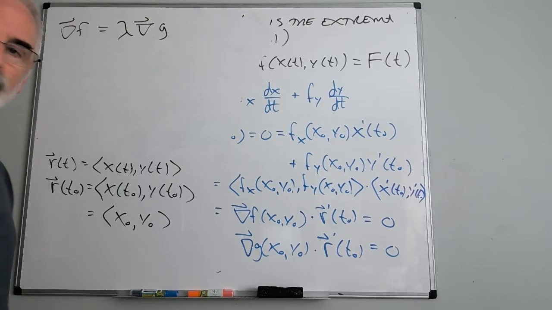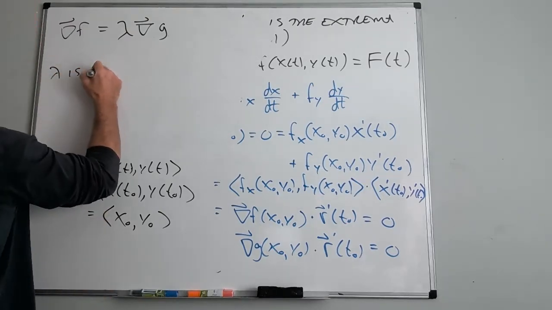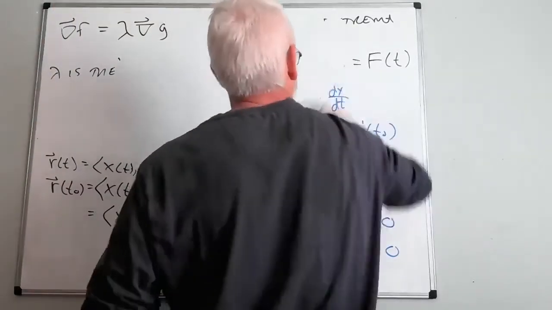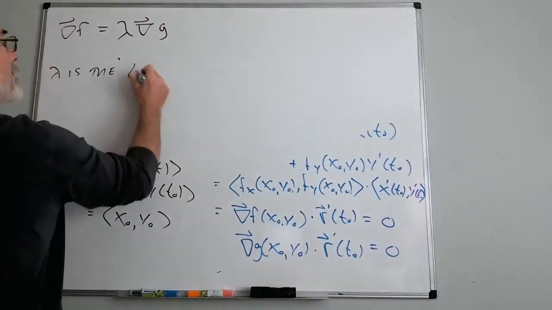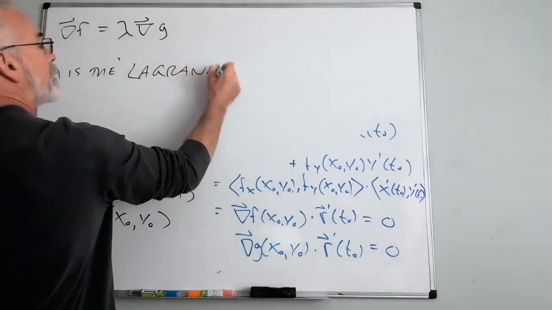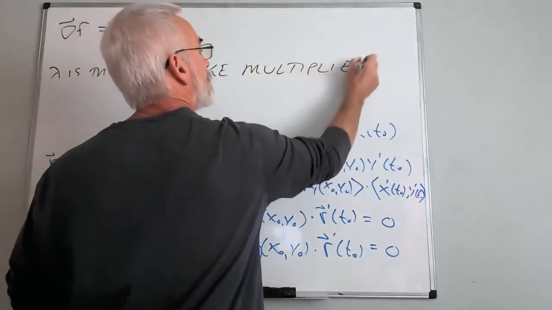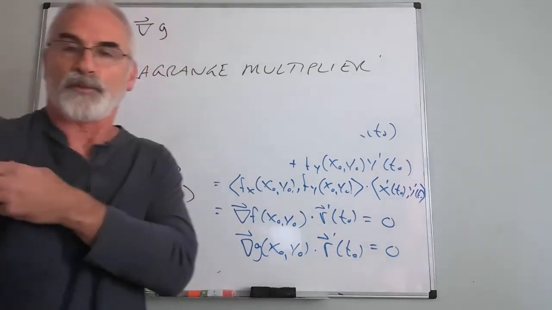Lambda is the constant. Lambda is called, more space, big drum roll, please. It's called the Lagrange multiplier. Okay, lambda is a Greek letter. It's the symbol we generally use in this case. It's called the Lagrange multiplier.